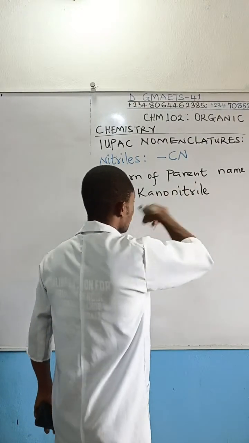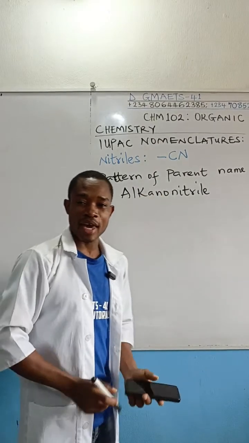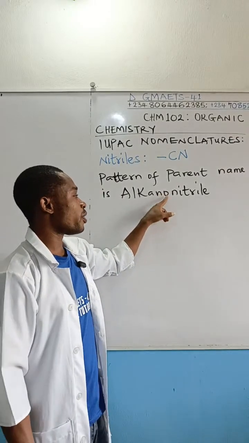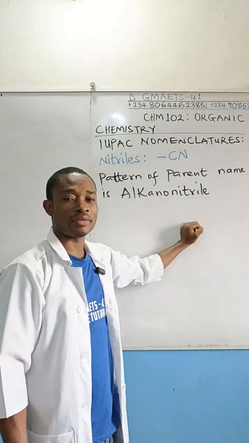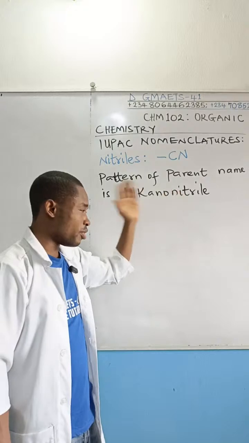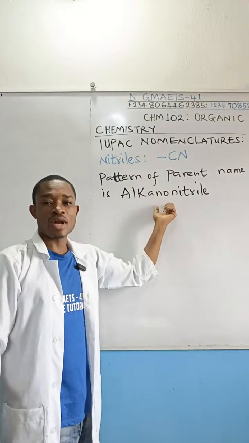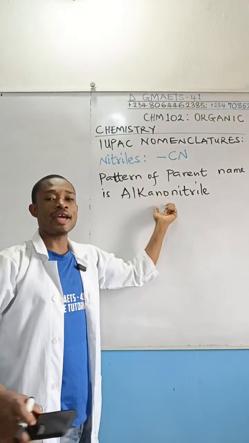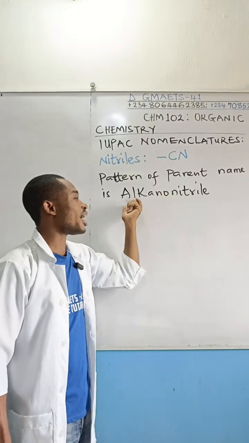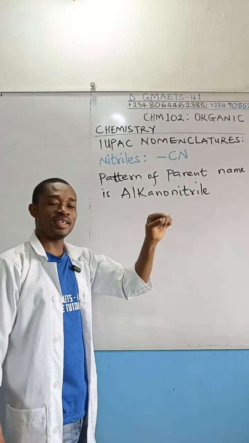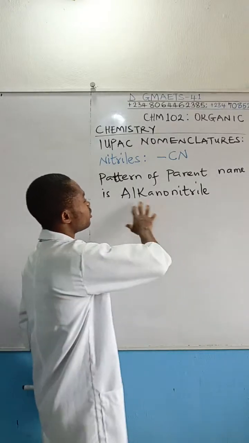Alkanonitrile. So it is as if you have an alkane, then remove the E ending of that alkane and replace it with onitrile. The E is replaced with what? Onitrile. So the suffix of alkane, E, remove it, then replace it with onitrile. So if you have methane, it now becomes methanonitrile. Are you following, right? If you have ethane, it will now become ethanonitrile, okay? So you have that onitrile there. That's the pattern of the parent name.